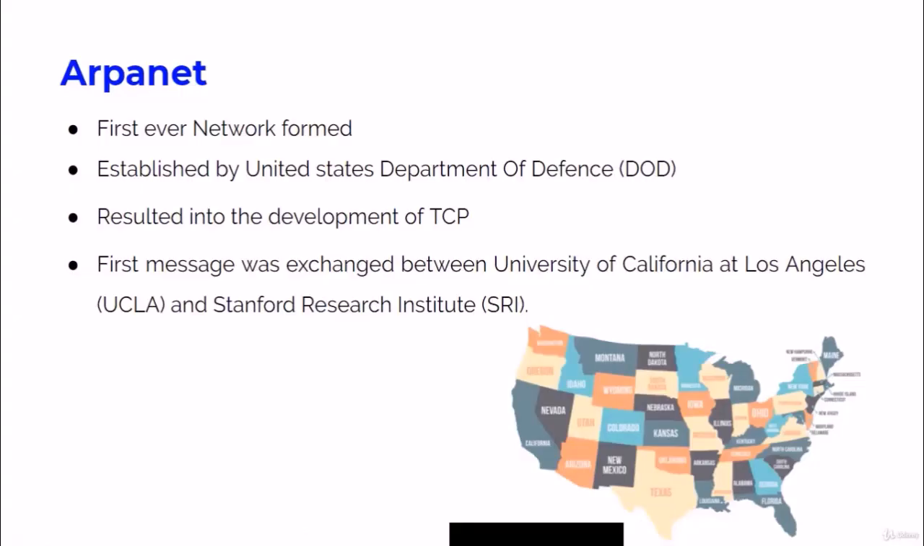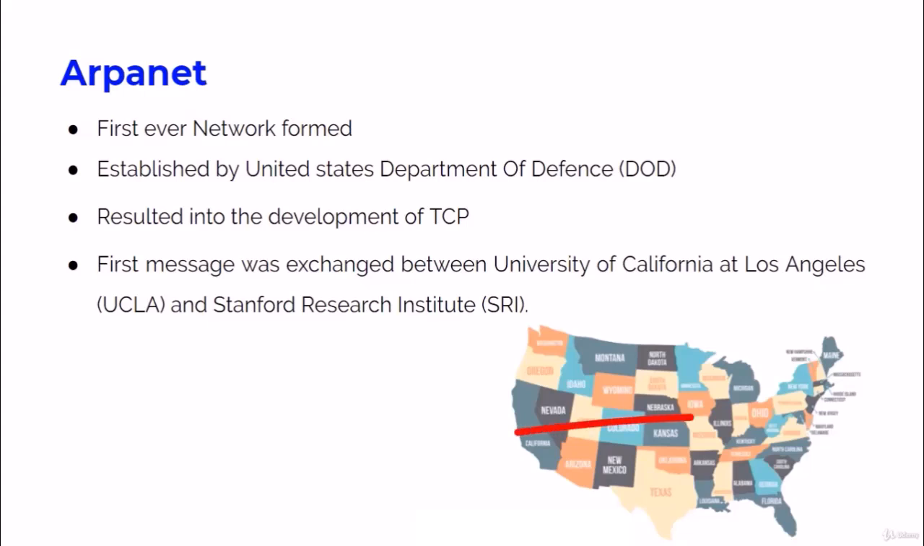The foundation was laid by the ARPANET. It was established by the United States Department of Defense. ARPANET, which is Advanced Research Projects Agency Network, was an experimental computer network that was the forerunner of the Internet. Its initial purpose was to link computers at research institutions over telephone lines. It was the first wide area packet switching network with distributed control and the first network to implement the TCP/IP protocol suite, which we will be learning in the further lectures.